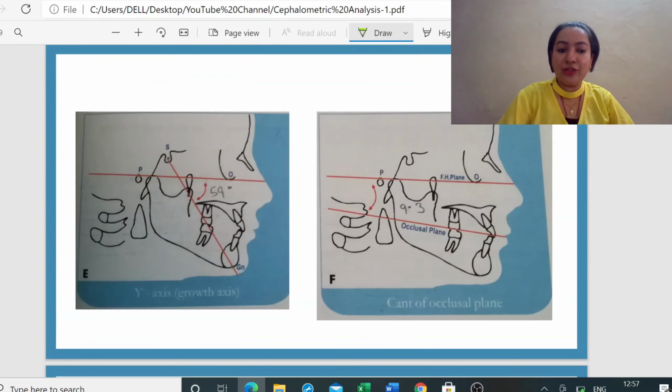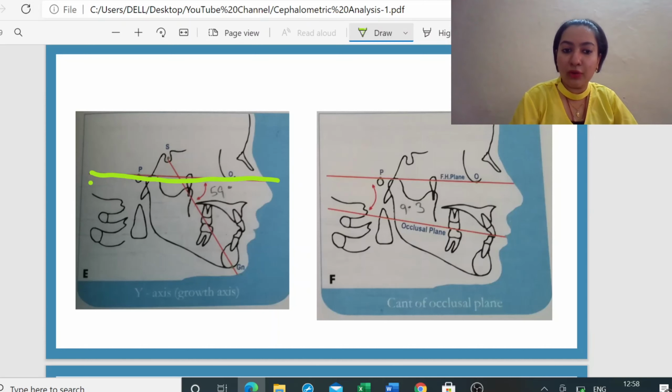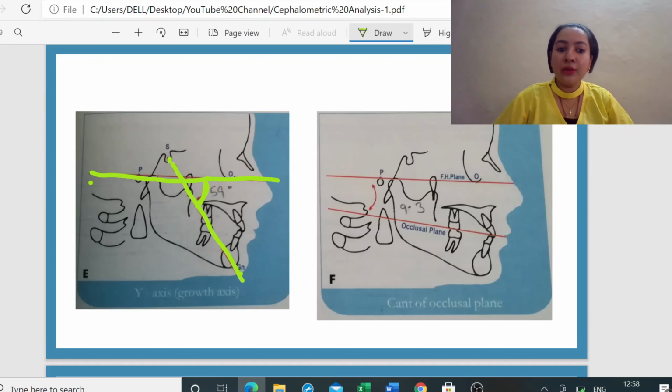The next analysis is the Y-axis. Downs analysis gave the next parameter which is known as the Y-axis, also known as the growth axis. How do you trace the Y-axis? You draw a straight line, that is your Frankfurt horizontal plane, by joining orbitale and porion. Then next, you join two landmarks, that is sella and gnathion. Draw a straight line. The angle which you get here is known as your growth axis or Y-axis.